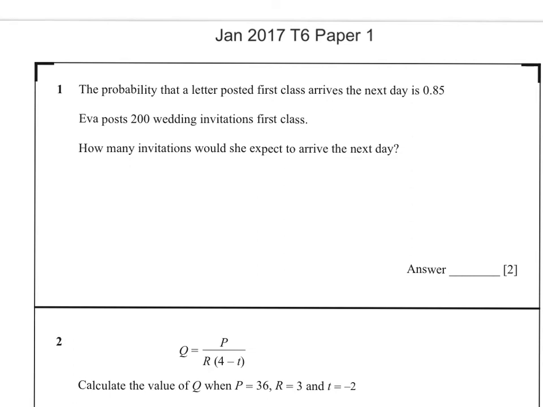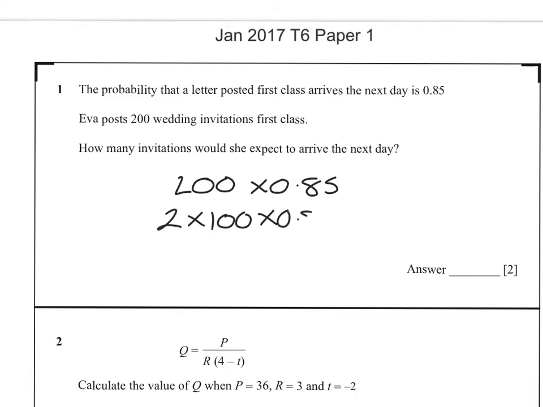Question 1 is an expected probability question, and to work out how many invitations you expect to arrive the next day, we need to do 200 times 0.85. Now it's a non-calculator paper, so we can do 2 times 100 times 0.85, and 100 times 0.85 is 85. And 2 times 85 is 170.